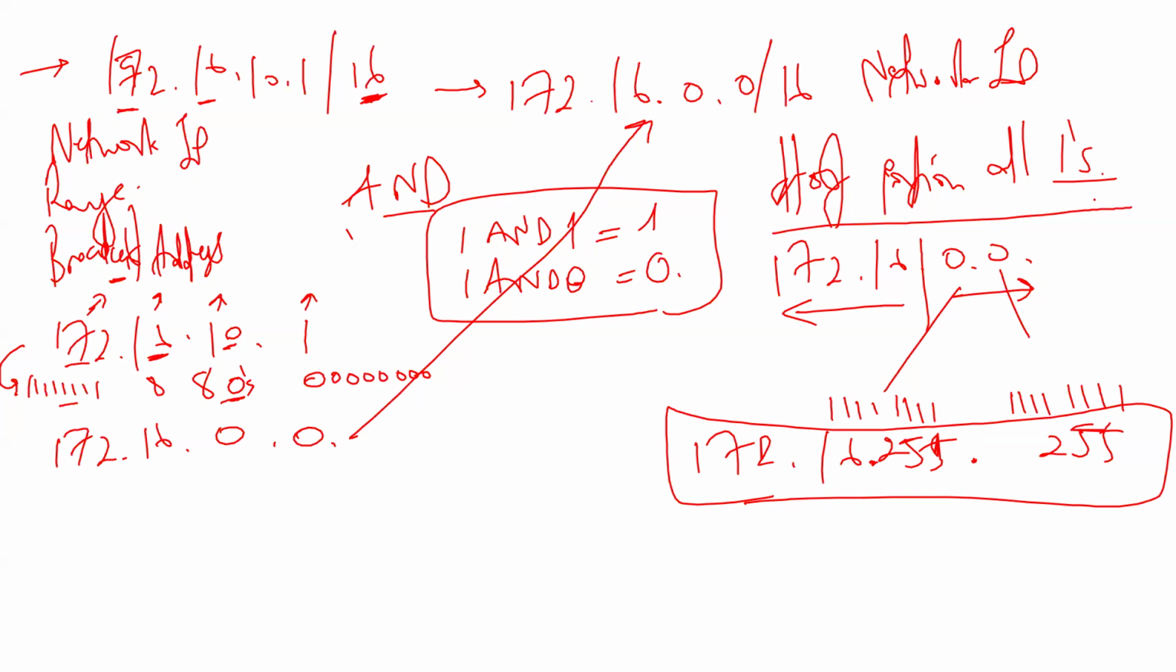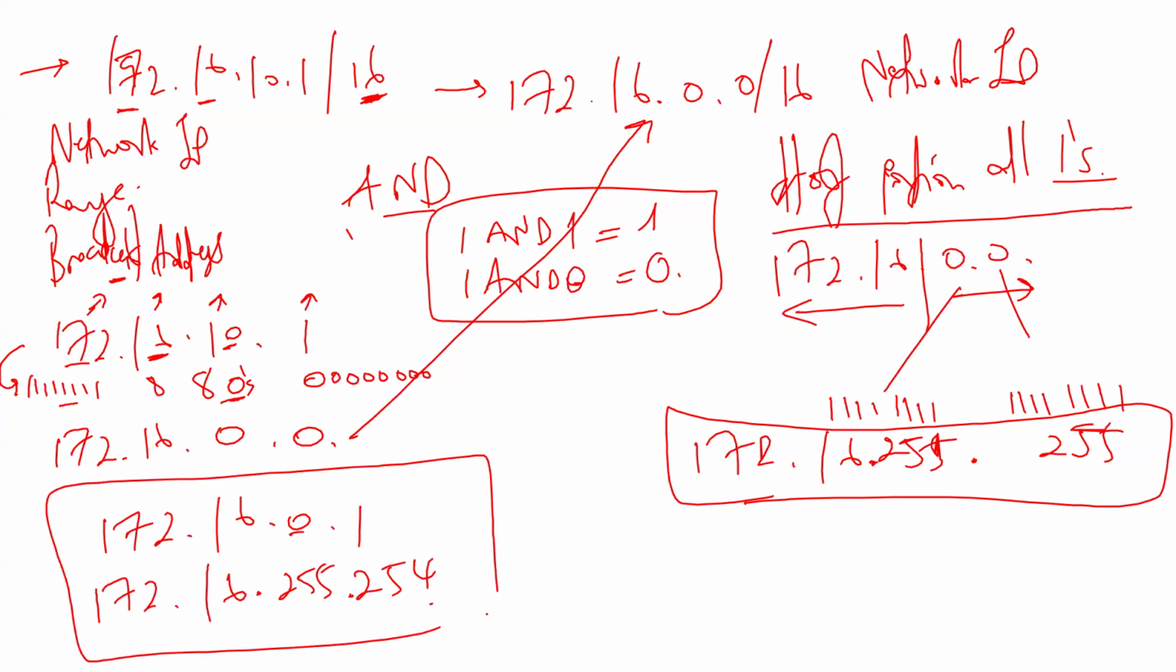Then to find the range, you can see my IP addresses will go from 172.16.0.1, which will be the first address in the network, to 172.16.255.254. This will be the range of IP addresses that we can have.